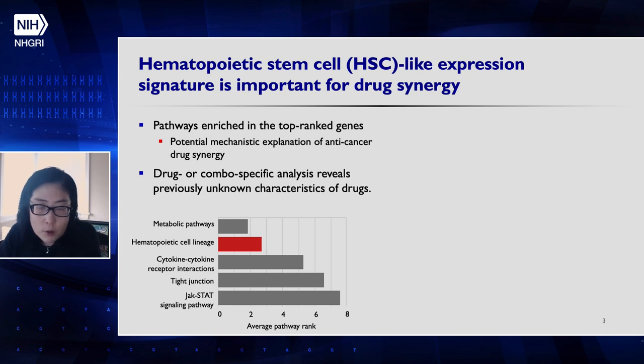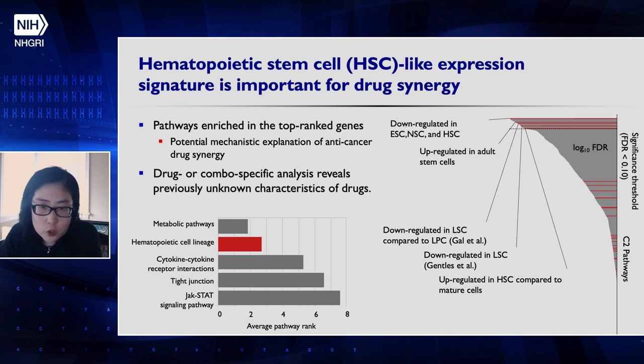And in addition to that, we also look for enrichment in MSigDB's C2 gene expression signatures, or more general gene expression signatures outside of the canonical pathways. We observe that many of the top genes fall in the pathways that are related to hematopoietic stem cell-like expression signature, so-called stemness. And these results show that this hematopoietic stem-like expression signature is relevant. It's important to drug synergy.